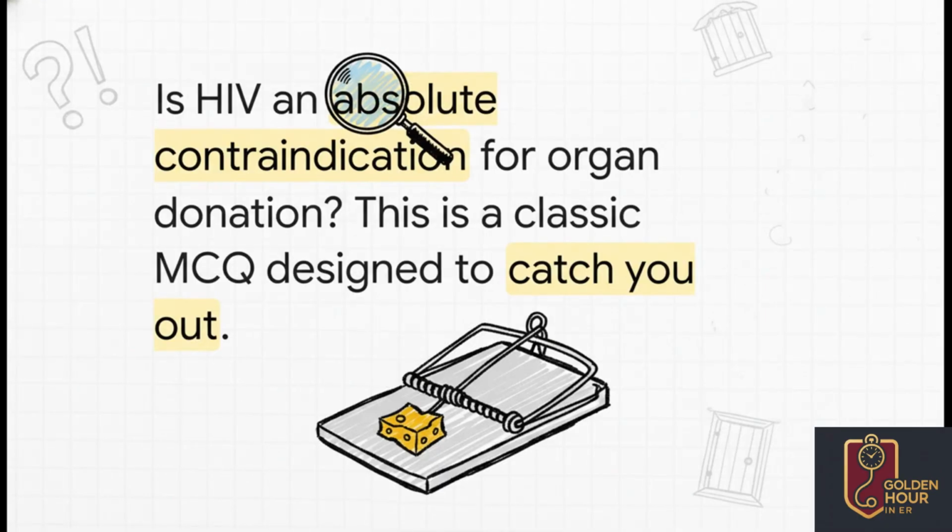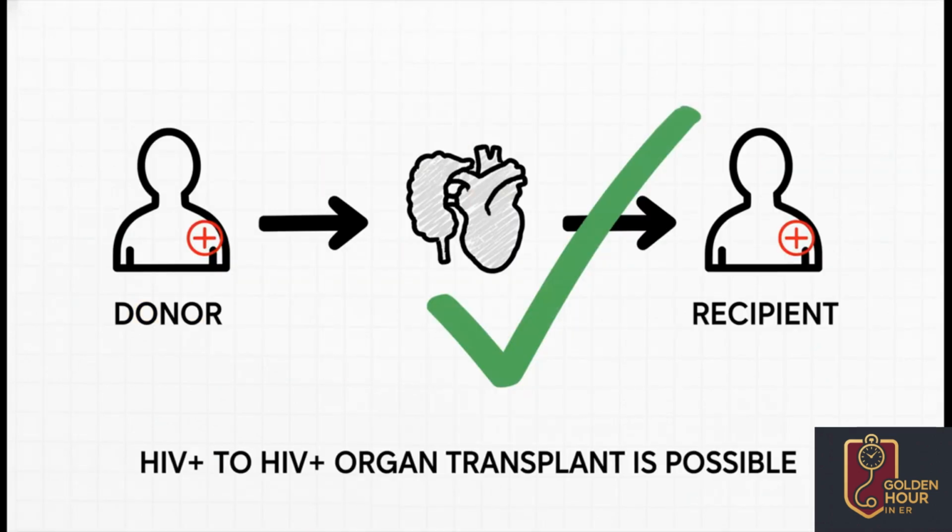Okay, get ready for a classic exam trap. They'll give you a scenario and ask if a patient can donate their organs. Now, some things are an absolute no-go, like CJD or an active cancer. But what about HIV? And the answer is no, it is not an absolute contraindication. A person with HIV can, in fact, donate organs specifically to a recipient who also has HIV. Don't let them catch you out on that one.